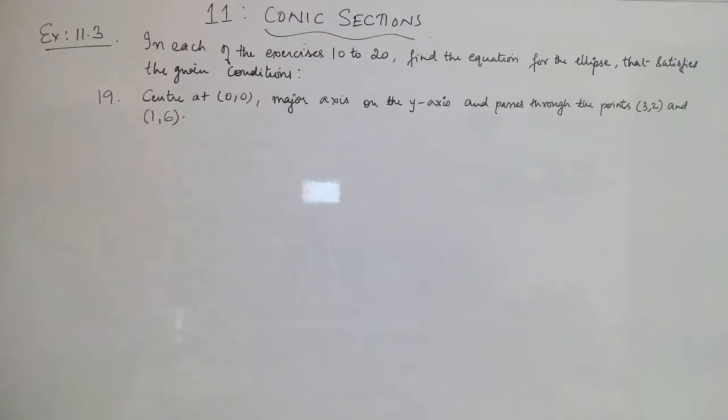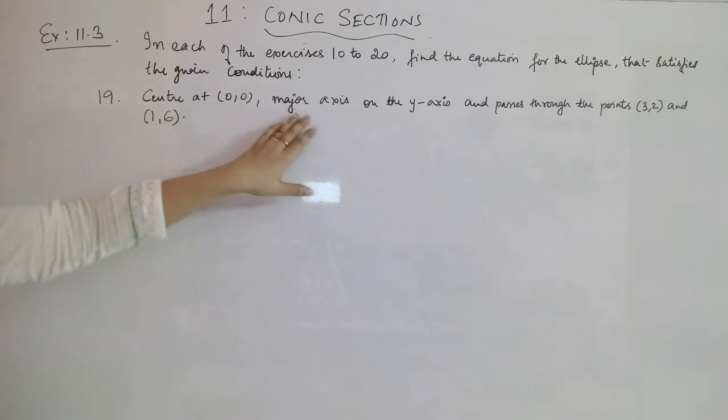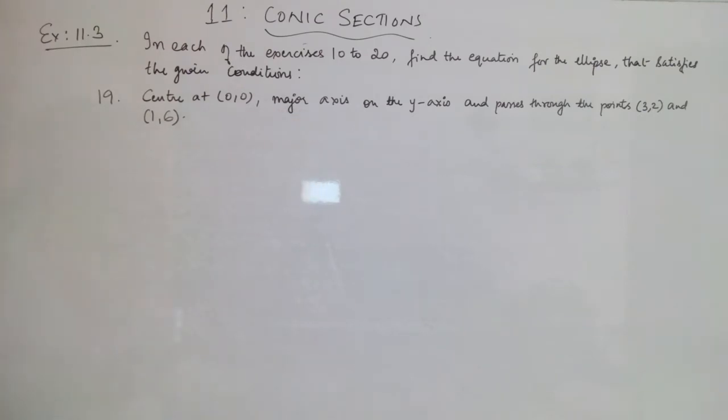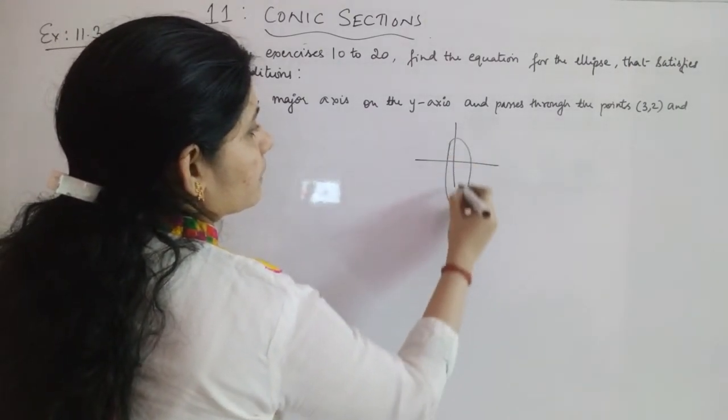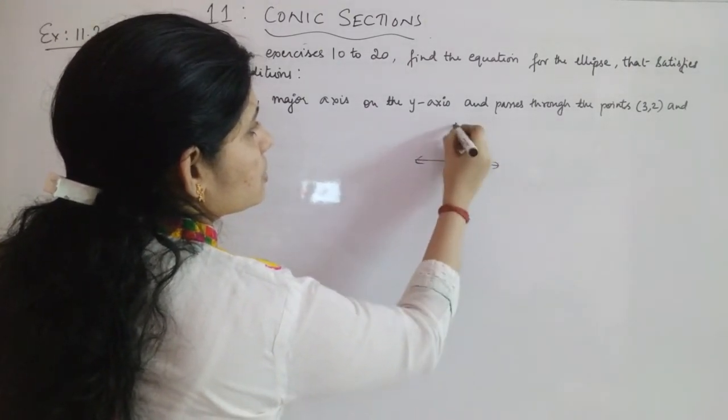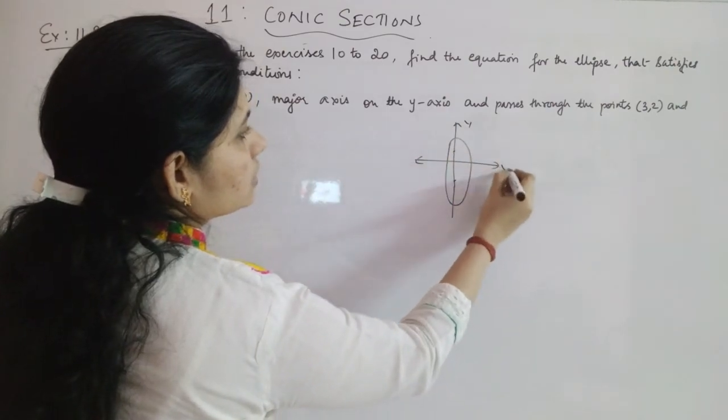Question number 19: center at 0, 0, major axis on the y-axis and passes through the points 3, 2 and 1, 6. So, center is 0, 0, okay, fine, you have the two forms with center 0, 0. Then major axis on the y-axis gives you an idea about which you have to choose. Y-axis means, major axis on the y-axis means it is x square by a square plus y square by b square equal to 1, like this, right? This will be the lengthier portion. So, y-axis will have that focus.